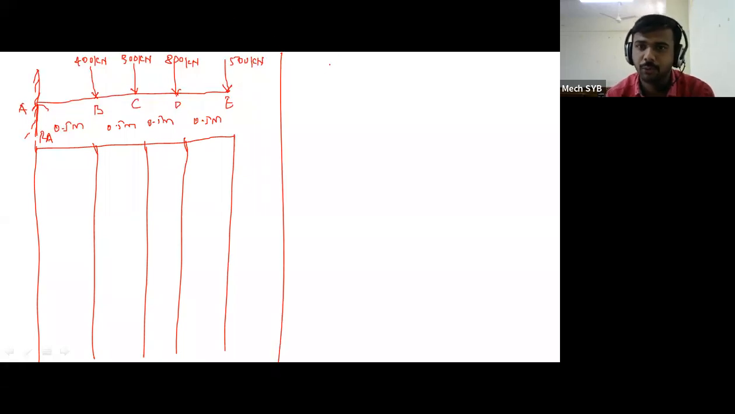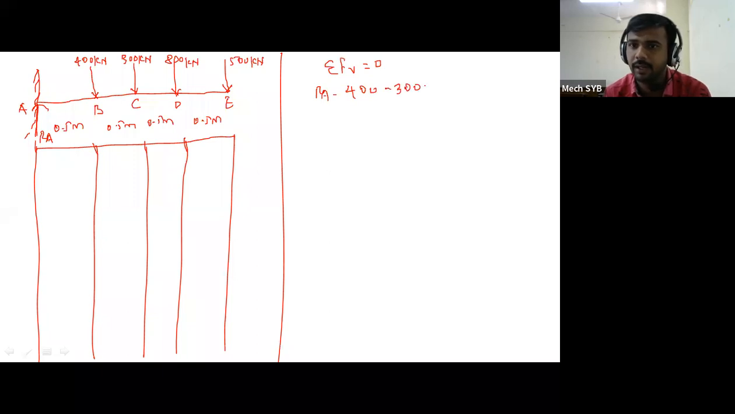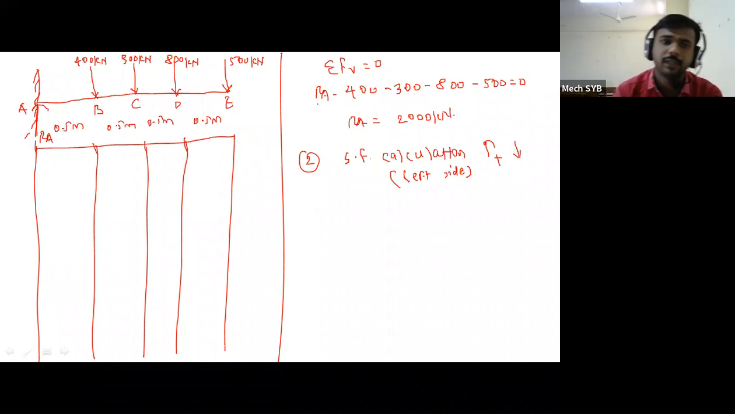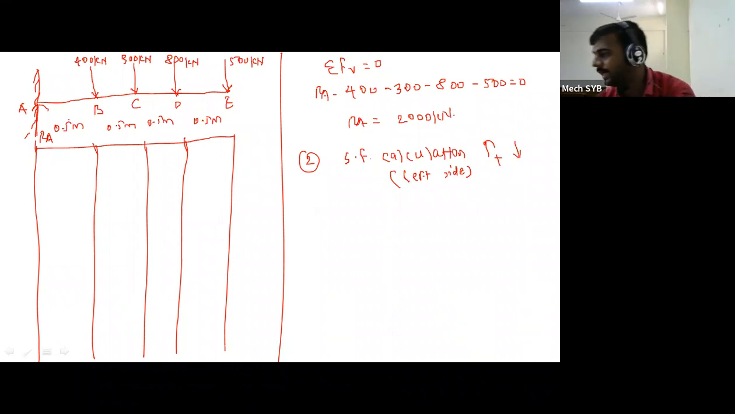So first, reaction calculation we have done, that is summation of vertical force is equal to 0, means RA minus 400 minus 300 minus 800 minus 500 is equal to 0. Therefore, RA you will get 2000 kilonewton. Now next, SF calculation. In that upward force is positive, downward force is negative, and we have to start from left side.